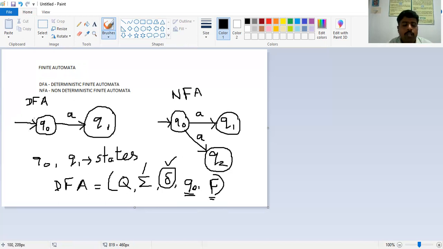In the next session we will see the NFA problems as well as DFA problems. I hope everyone understood the basic mathematical notation, the difference between NFA and DFA, and the difference between Kleene closure and positive closure.